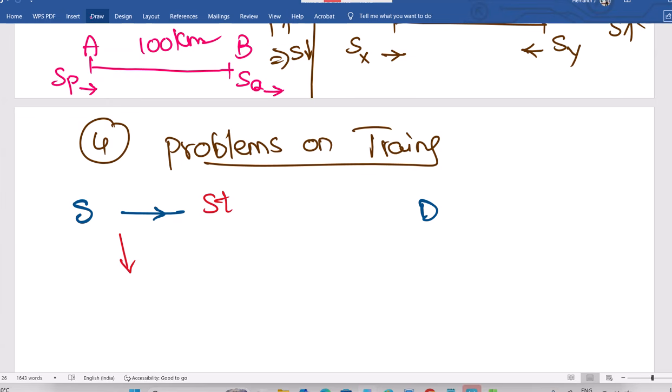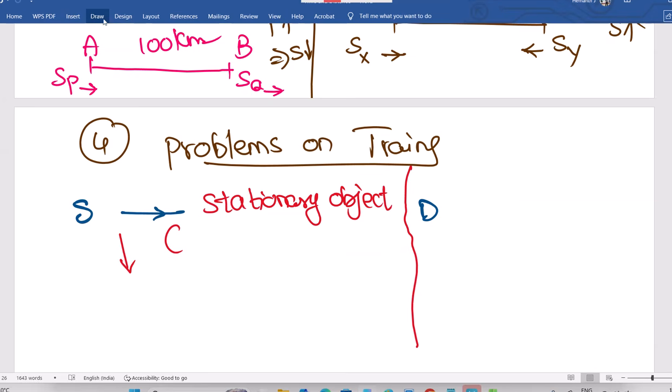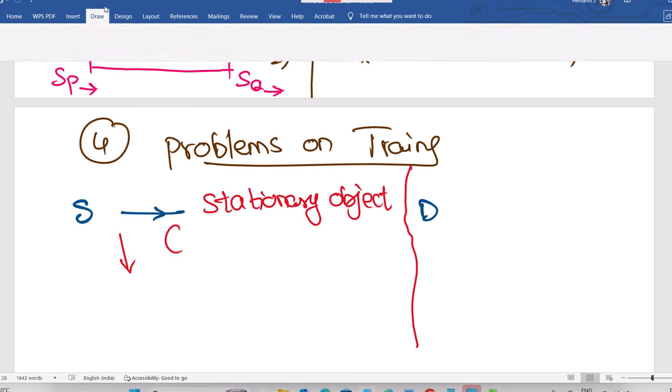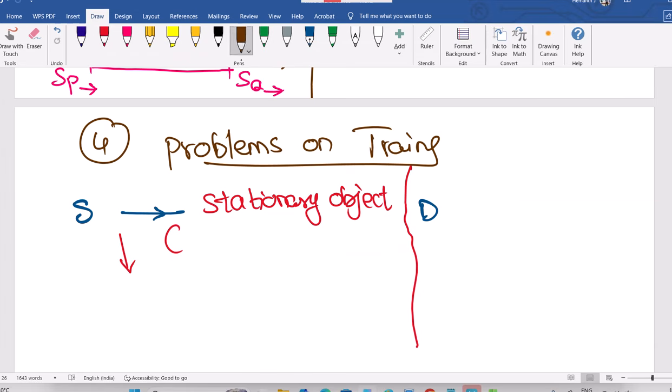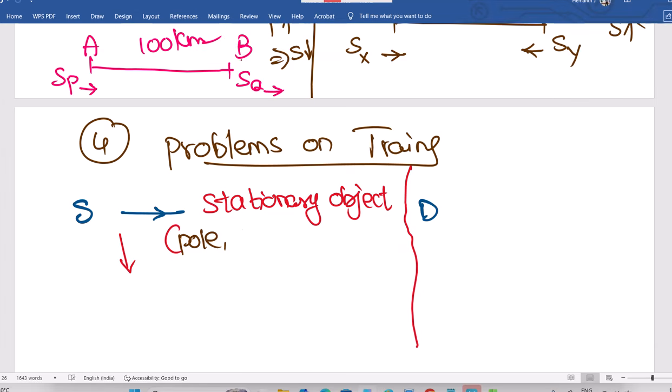Now, a train is crossing a stationary object. What are the examples, sir? You tell me the examples. A train crossing a stationary object means a pole, a tree, a bridge, a platform, then a man sitting or a man standing.